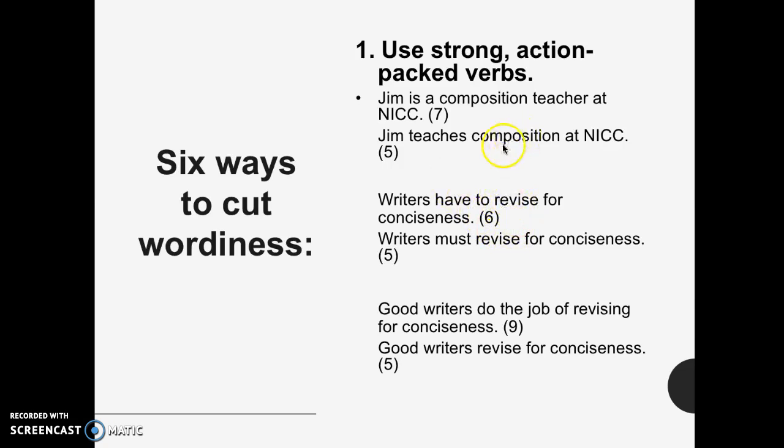The next example, we have writers have to revise for conciseness. This have to, we can change to must revise, which makes it better. We get rid of the to, which is an infinitive, and the have. So here we have writers must revise. Good writers do the job of revising. Again, it's wordy. There are 4 extra words in there. We can just easily say good writers revise for conciseness, and that's just as effective.